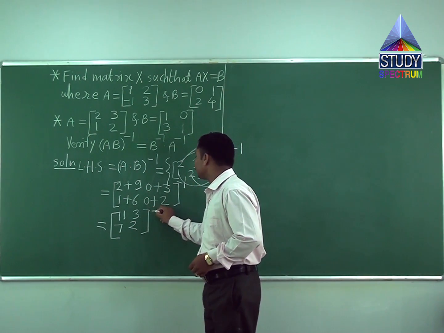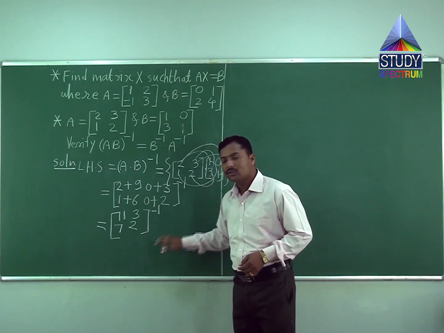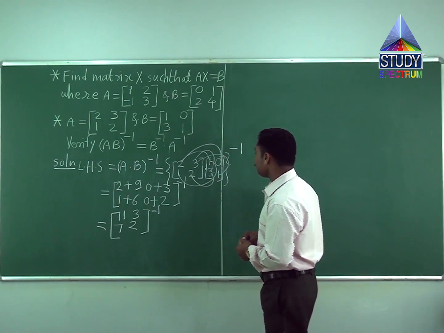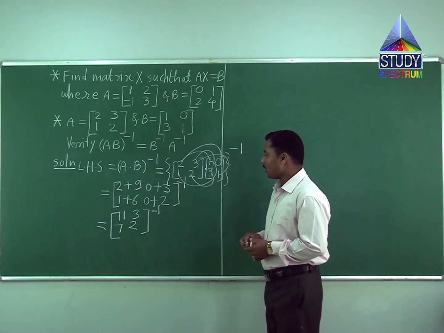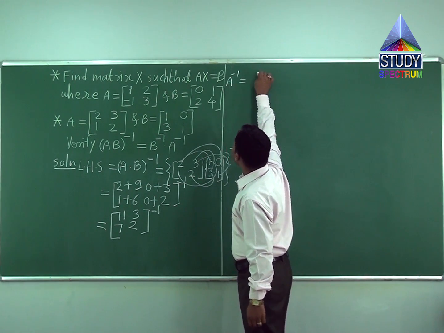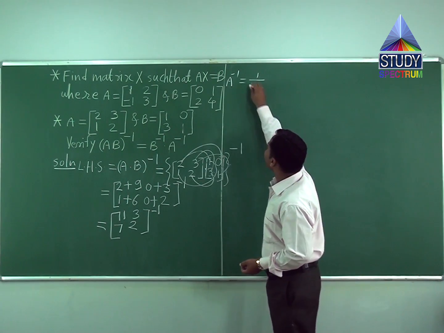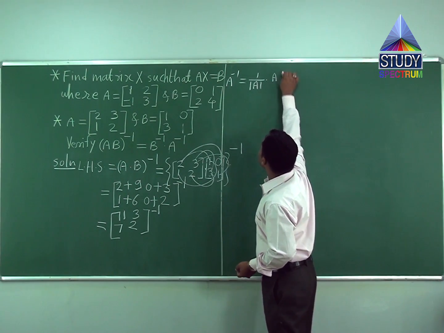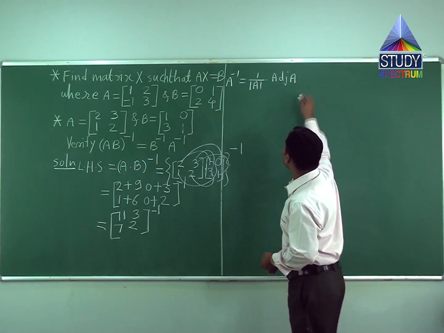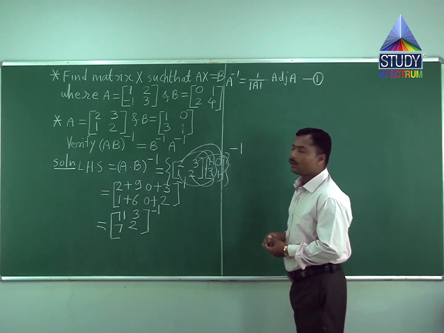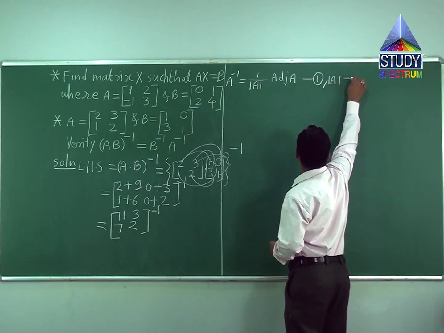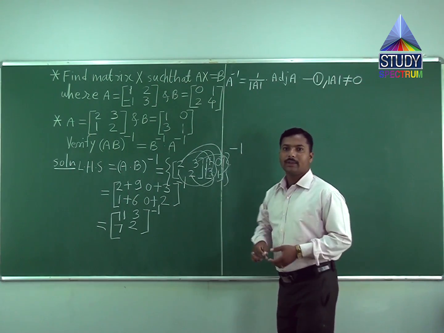How can we find the inverse of this matrix? Also by using the adjoint method. What is the formula for A inverse by the adjoint method? A inverse equals 1 upon determinant of A into adjoint of A. Always box the formula. But the condition is that determinant A is not equal to 0.